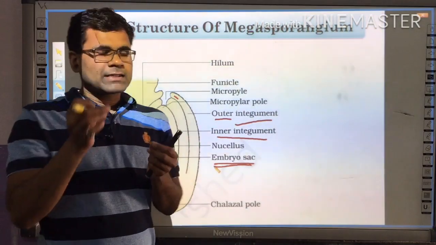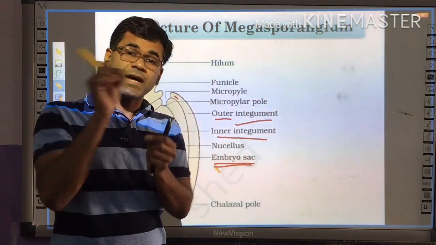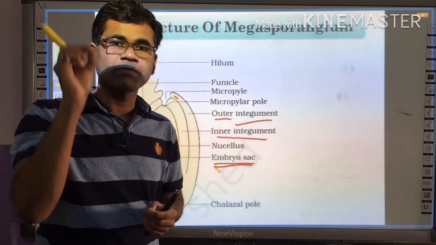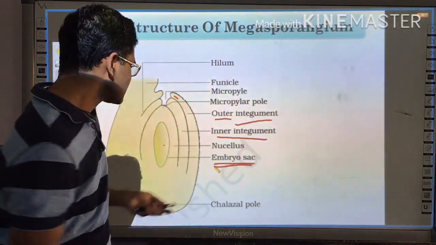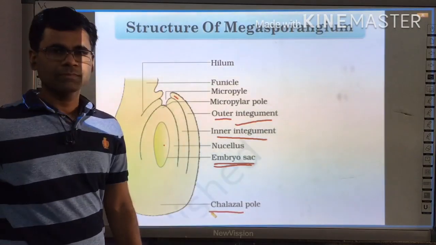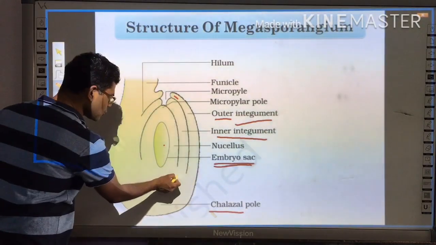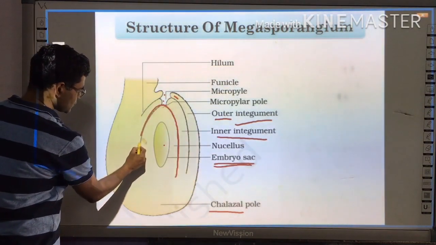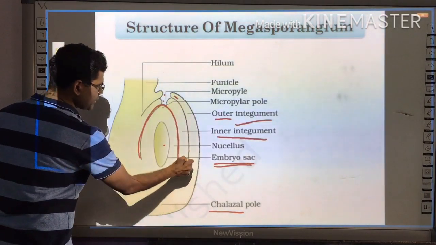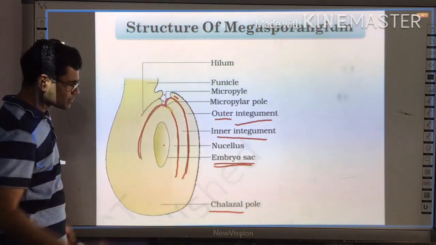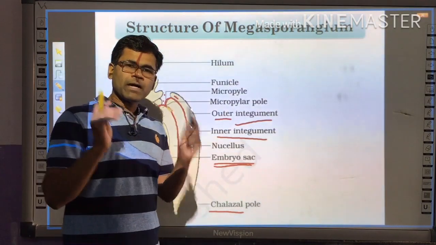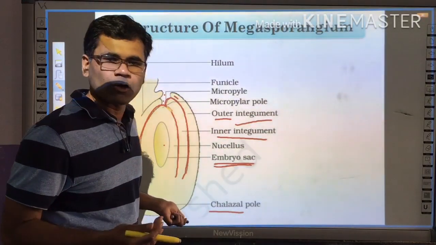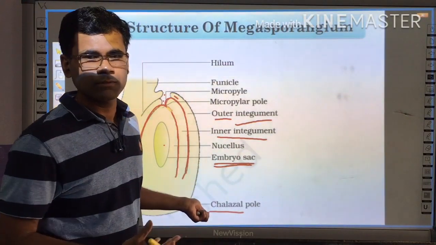One more thing, the part of ovary from where the integument originates is called the chalaza. From the chalaza only the integument originates, and it goes up to the opposite part. So here also this integument originates from the chalaza. The part of ovary from where the integument originates is called the chalaza, and that end or pole is called the chalazal pole.